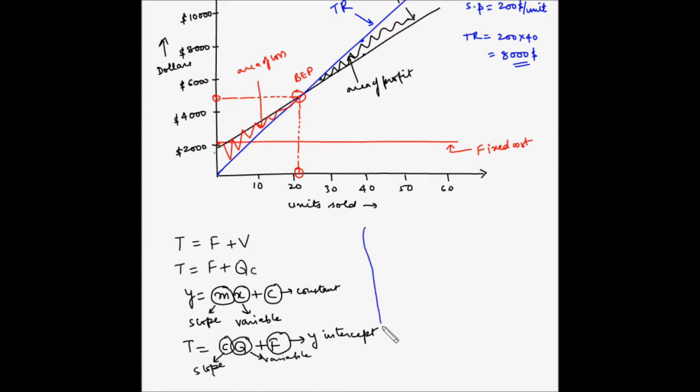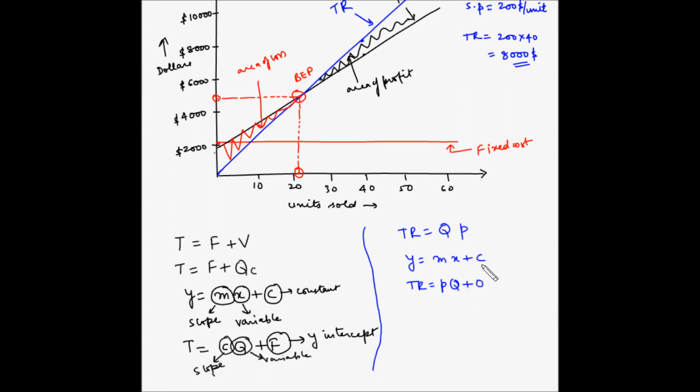Now let's do the same thing for the total revenue line. Now we know that total revenue is equal to the quantity of units sold multiplied by the unit selling price. Now the equation for a straight line is y is equal to mx plus c. So if we try to put the equation of total revenue in these terms, we get total revenue is equal to P multiplied by Q plus 0.